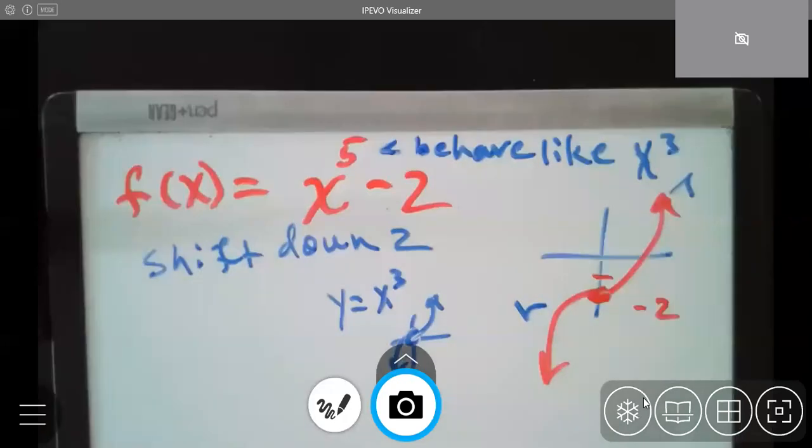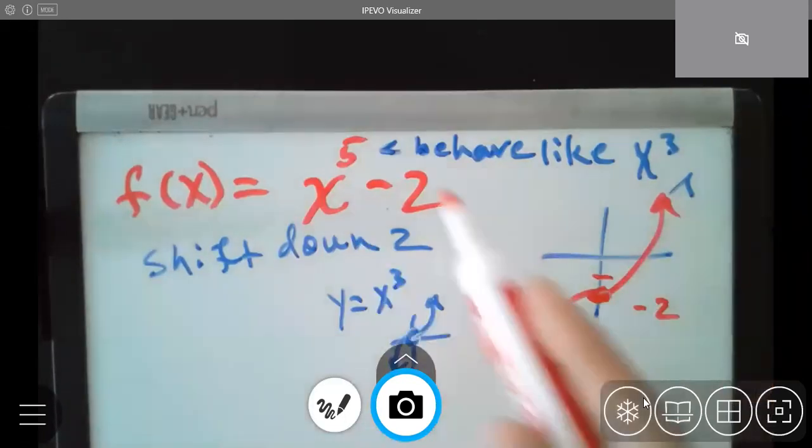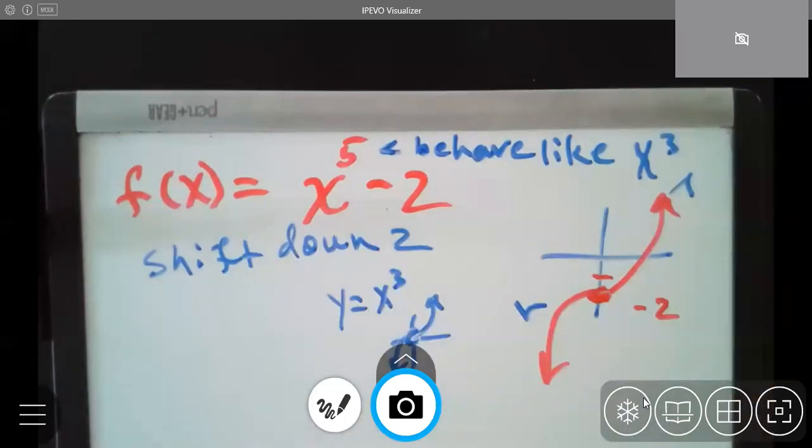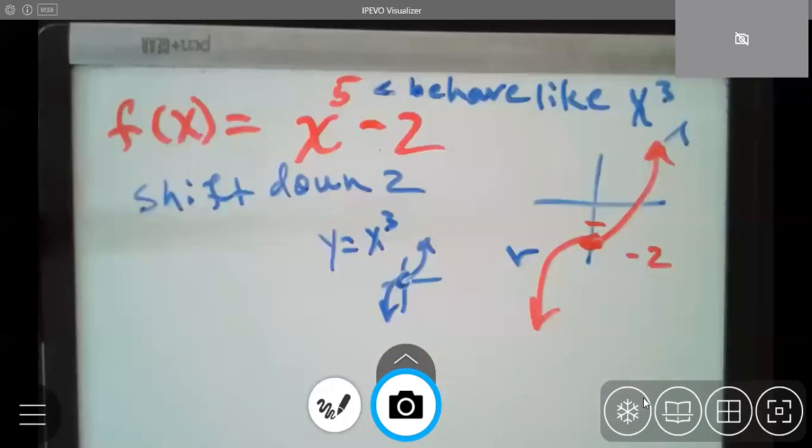So we use the end behavior to start off to tell us which way it's going to end up. And then we use the transformation to tell us which way it's going to shift. All right. Questions there? All right. Let's look at another one. This is the next slide.